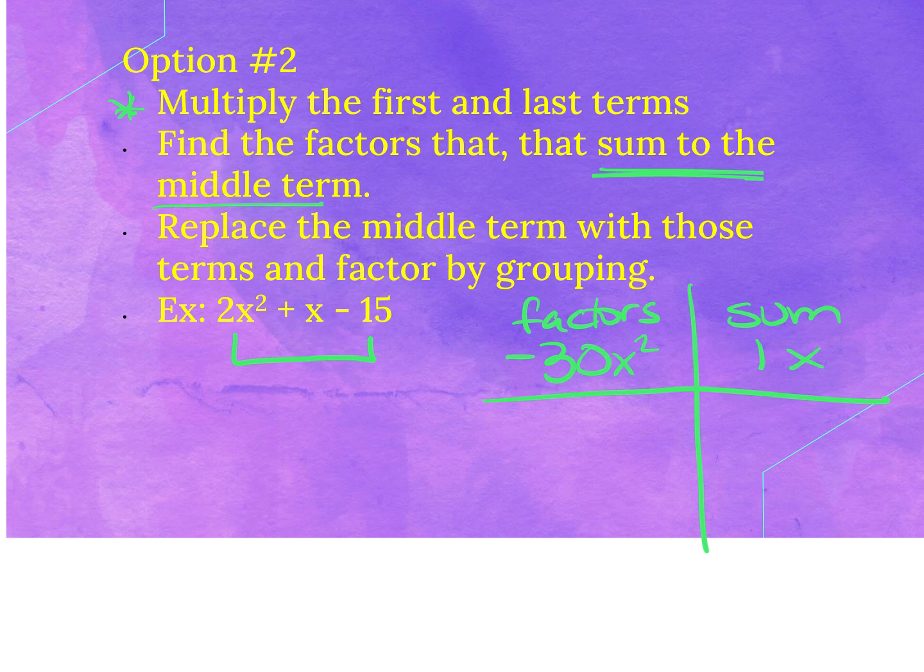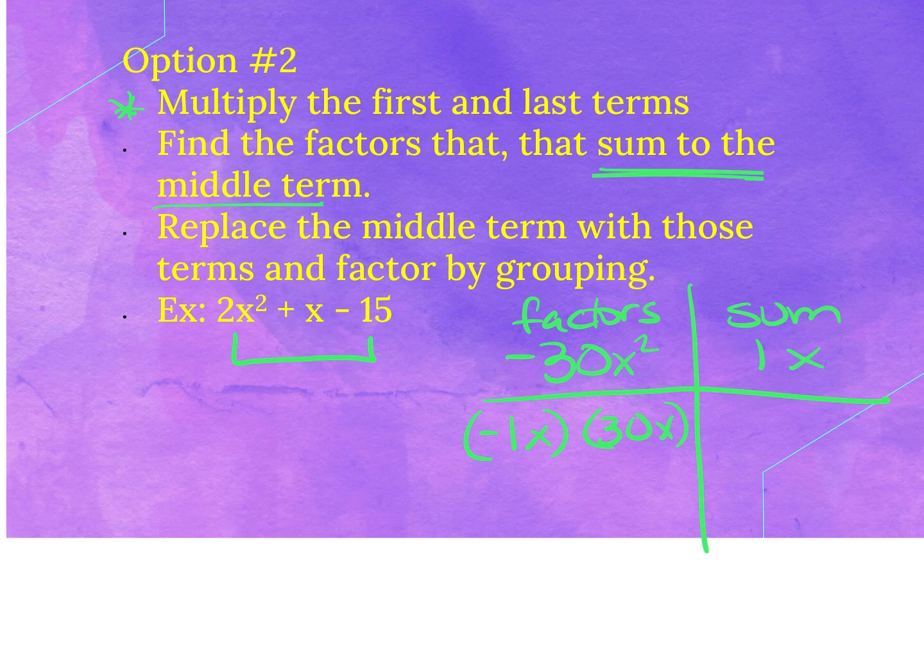Now, when that last term, that c, is negative, this is a clue that my signs are going to be opposite. I'm going to have one factor with a positive and one factor with a negative. So the bigger factor is going to have the signs of the middle. So notice my middle term is positive. So when I list my factors here, it's going to be 1 and 30. And my bigger factor is going to be positive. So it'll be negative 1 times positive 30x.